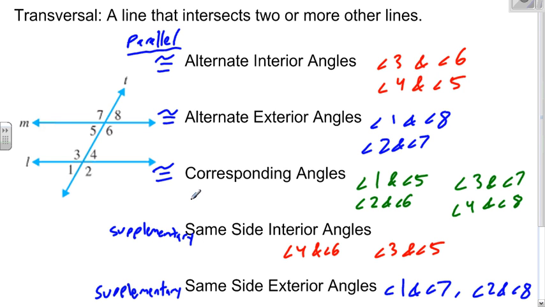Also, we could use those statements in reverse. They are if and only if statements. If same side interior or same side exterior angles are supplementary, the lines would be parallel. We could prove lines parallel that way. Or if we had alternate interior, alternate exterior, or corresponding angles congruent, the lines would be parallel. So if they're parallel, we get all of these, and also backwards: if they're congruent or supplementary, then the lines are parallel.